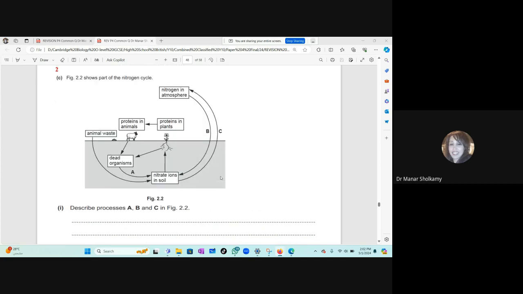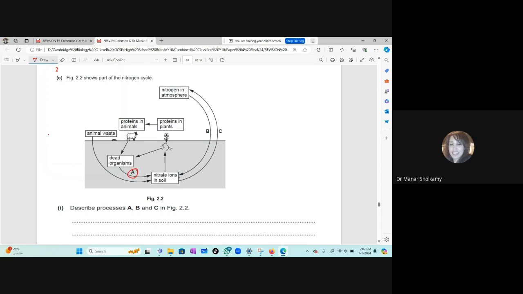I'm not going to ever stress enough that anytime they give you a figure, you have to refer to the figure. They give you a table, refer to the table. A graph, refer to the graph. So this means that, yes, you will write everything you know about the nitrogen cycle, but don't forget, while you are writing, refer to the figure. So let's go and discuss A. What is A? What is B? And what is C? Let's look at A.